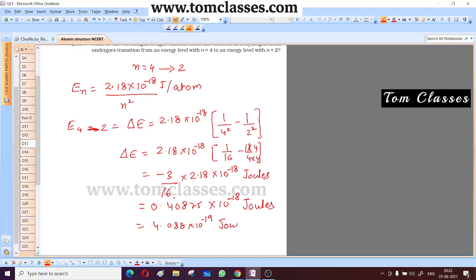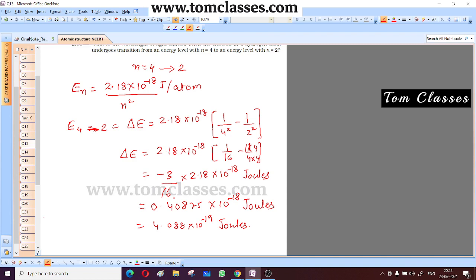That much amount of energy, if you want to round off to 3 decimal places. It should have 3 significant figures, so it should have been rounded off at 8 only, and it should have become 4.09, because in 2.18 only 3 significant figures are there. So that's what it is now.